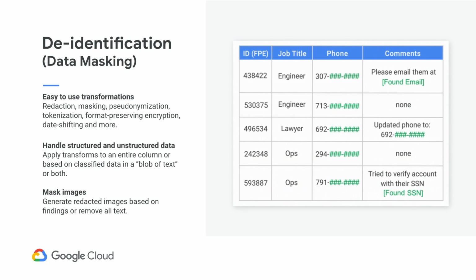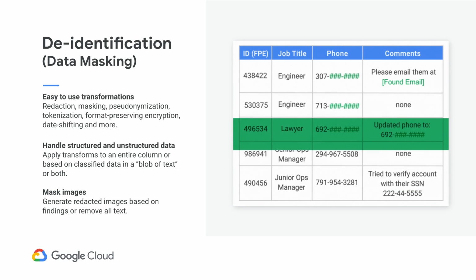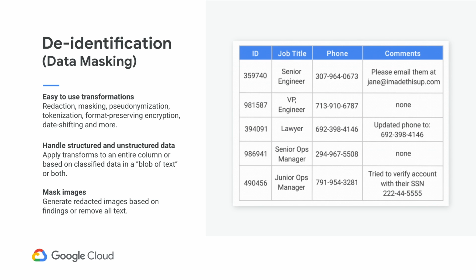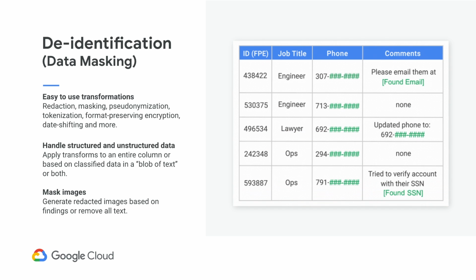And what we're doing is we're searching inside the comment field to find the sensitive data, and when we find it, we mask only that bit of data. So you see the email address or phone number or social security number are actually masked, but the rest of the text is left intact. And so this is kind of a powerful thing that you can do to combine those two capabilities.